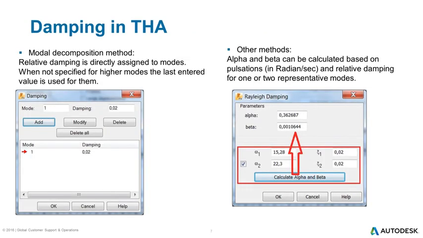For the modal decomposition method, damping is directly assigned to modes. Mind that if not entered, the last value of damping is used for remaining higher modes. In the situation as on the left picture, all modes will have 2% damping assigned. For other methods, damping is calculated as a linear combination of the stiffness matrix and mass matrix with the use of alpha and beta factors. The dialog visible on the right-hand side allows you to calculate them based on pulsation and relative damping for two representative modes.